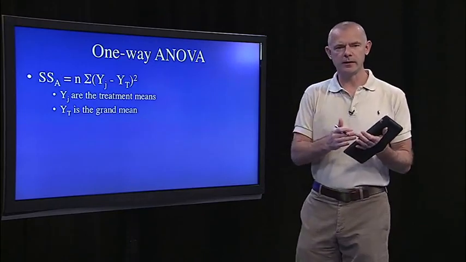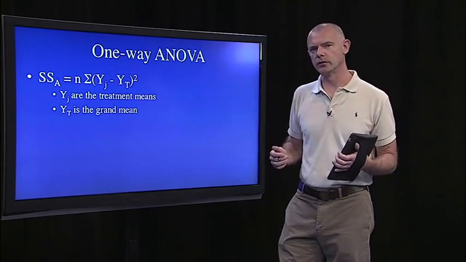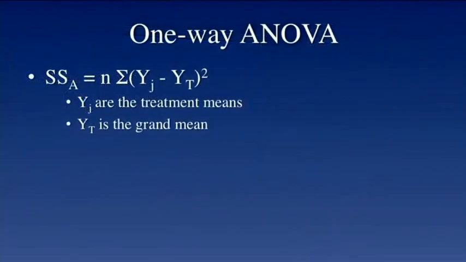The trick is calculating the sums of squares. So here's the sums of squares between groups. What we want to know is how much the group means are varying from each other. The way to do that is to take each individual group mean and compare it to the grand mean, or the overall mean from the experiment.